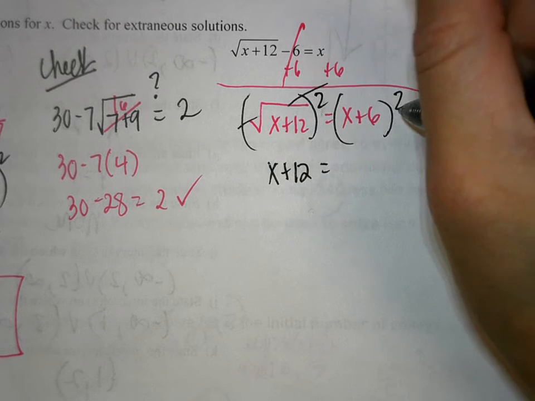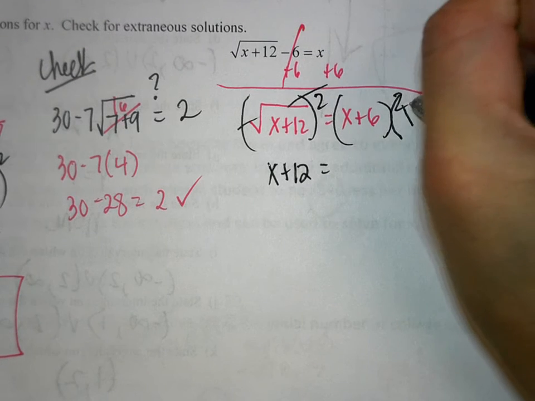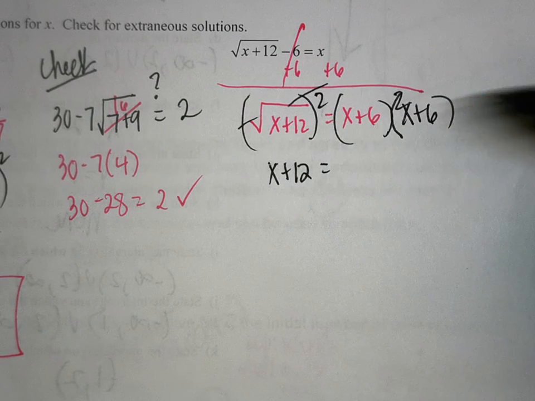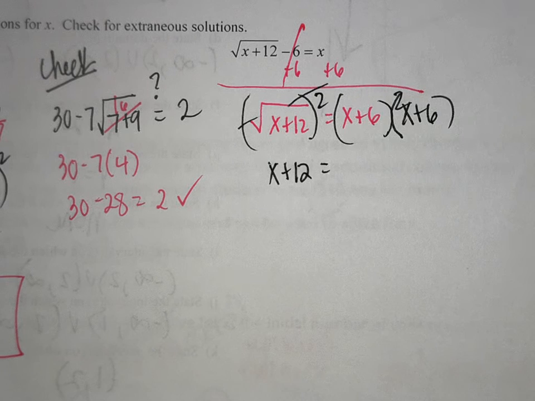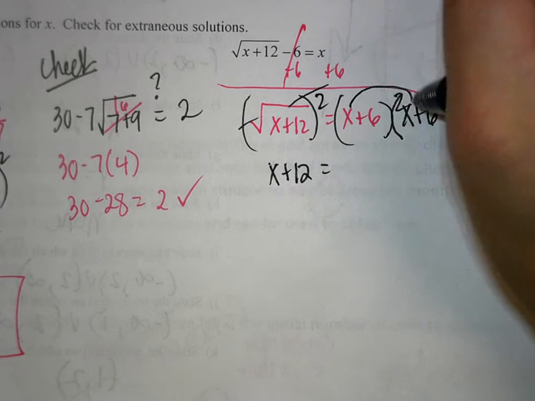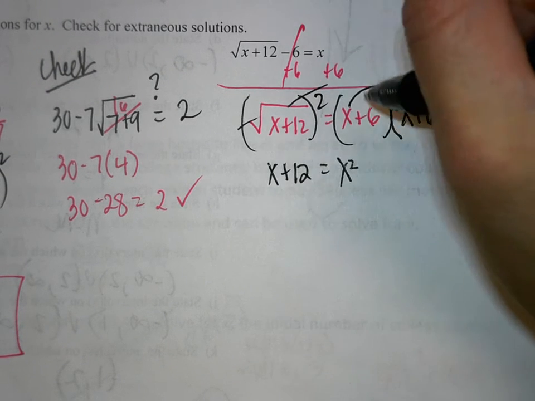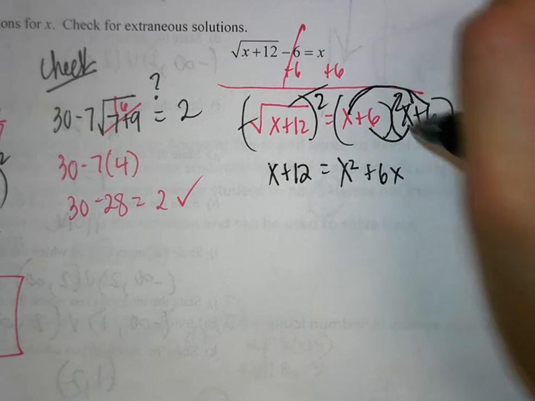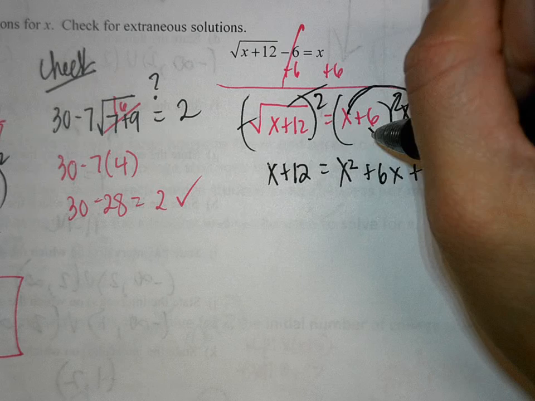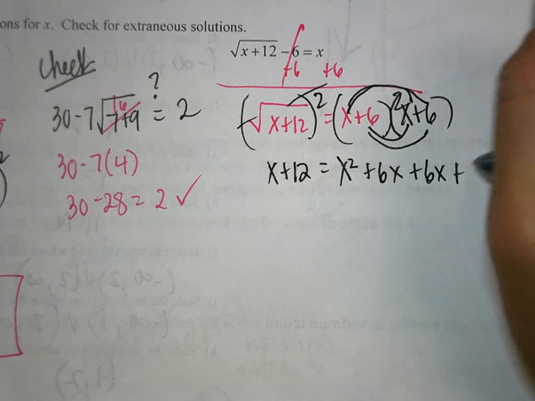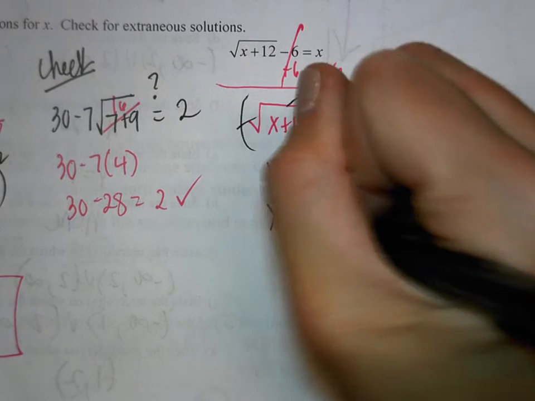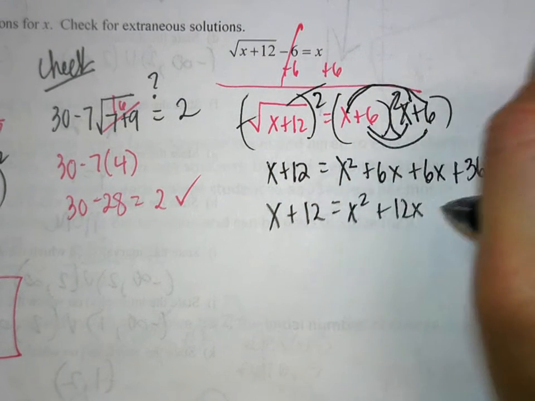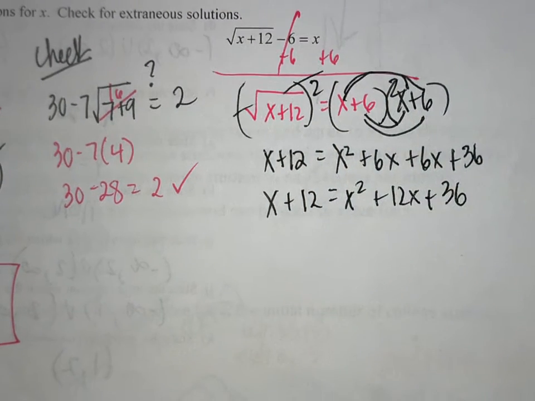Okay, some of you said it. Yeah, we have to distribute. We're going to write it twice and distribute, or if you can do this in your head, that's fine too. But if we're distributing, we go x times x is x squared, x times 6 is 6x, 6 times x is 6x, and 6 times 6 is 36. So I have x plus 12 equals x squared plus 12x plus 36. What will I do now?